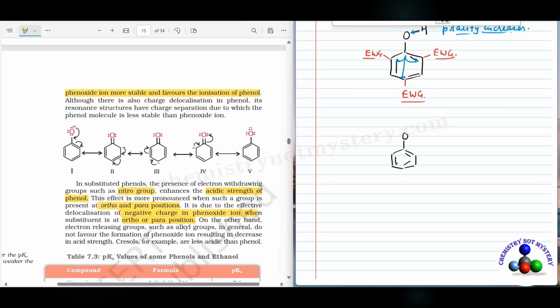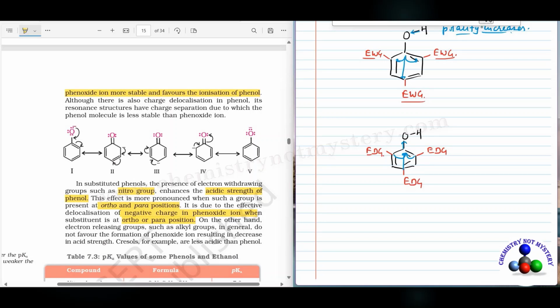So here this is OH, this is phenol. If electron donating groups are bonded to the ortho or para position, they will donate electron density to oxygen.